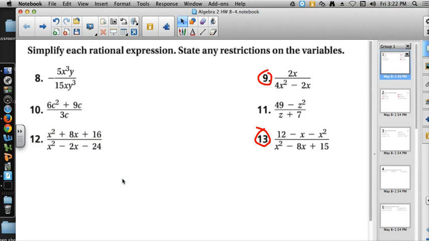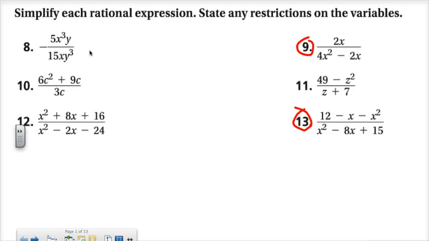These are the frequently asked questions for Algebra 2, Section 8.4, Day 1. Starting with number 9 up here. It says, simplify each rational expression, state any restrictions on the variables.